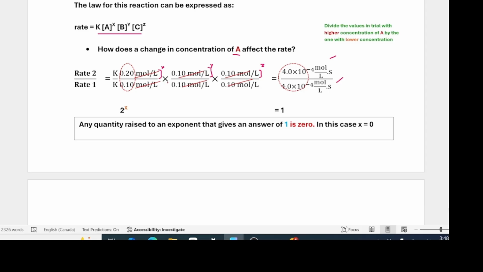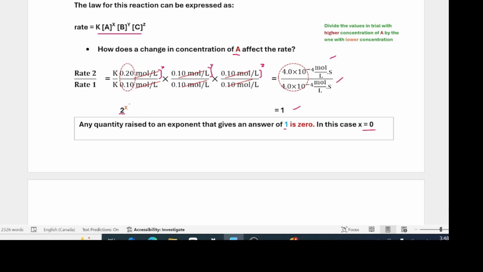You can see all of these here will cancel out. These will cancel out here. But you're going to have 2 to the exponent x, and that works out to give you 1. But listen to this. Any quantity raised to an exponent that gives an answer 1, that exponent is 0. So in this case, x will equal 0. Note that. Anytime you have 2 to the x or 4 to the x and you end up with a value of 1, it means that the exponent there is 0.